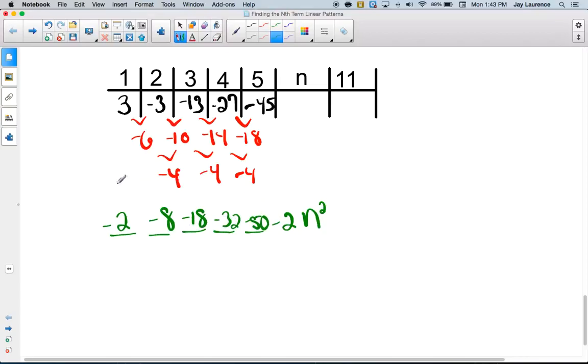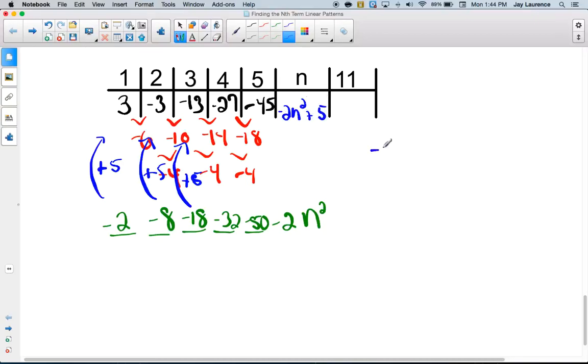And it looks like each time turning green to black, I'm going to get plus 5. Plus 5. And sure enough, negative 18 plus 5 is negative 13. There it is. So I'm going to have negative 2n squared plus 5. So there's my nth term.